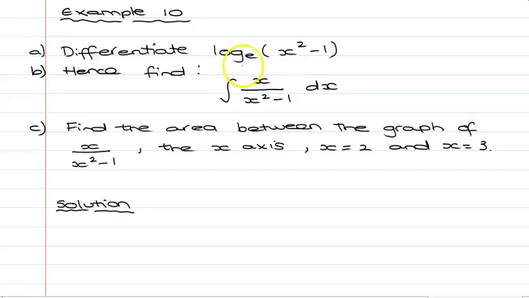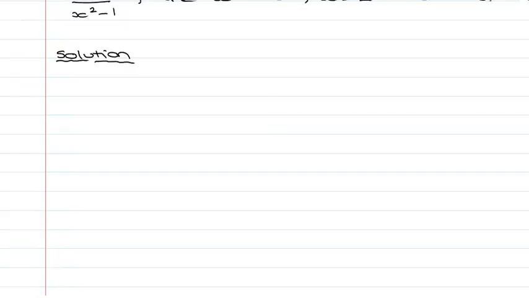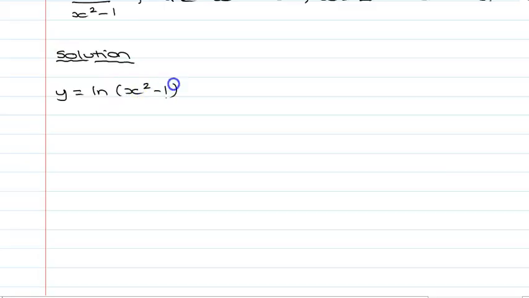So this is a general rule. We should be able to integrate through. We should be able to differentiate this just by using the quick version. However, if you forget, we can always use the long version of the chain rule. So I'm going to differentiate that using the long version. I'll just write the function we're dealing with, the natural log of x squared minus 1.